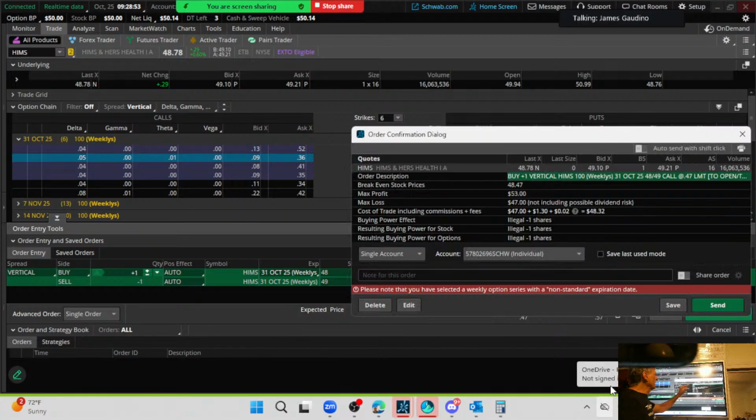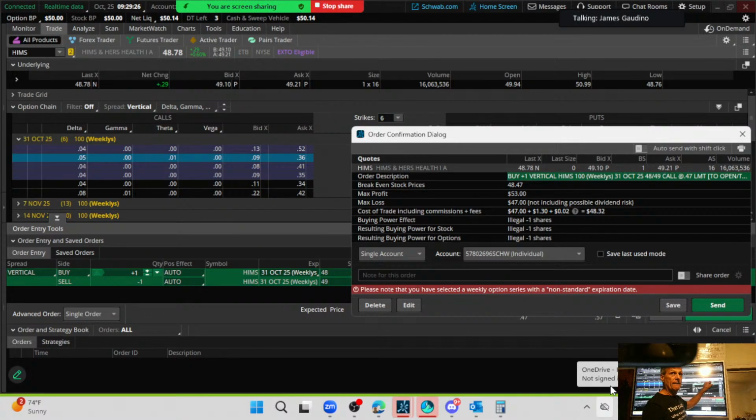We are going to buy one vertical HIMS, which is, we're going to use the same stock so we don't vary. So we're going to buy one vertical, which means we are going to buy the 31 October 25 $48 call option. And then we're going to turn around and sell a different strike, the 49. So buy the 48, and we're going to sell the 49s.